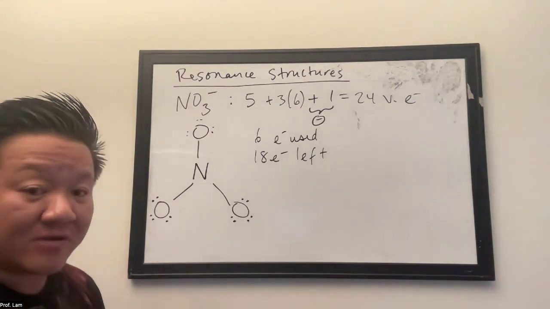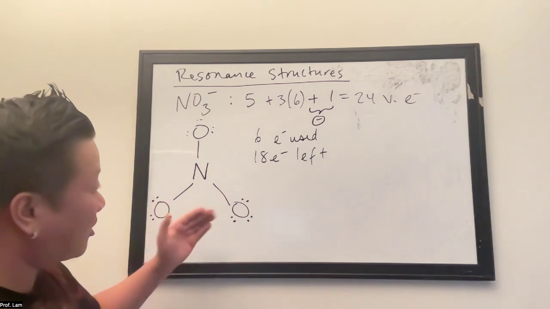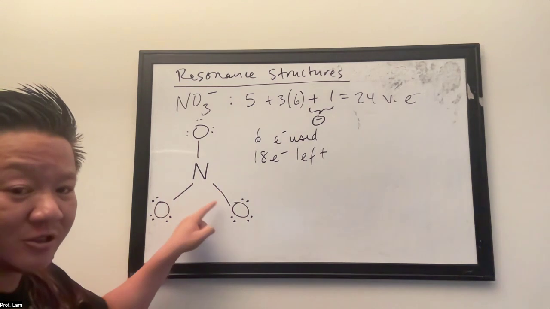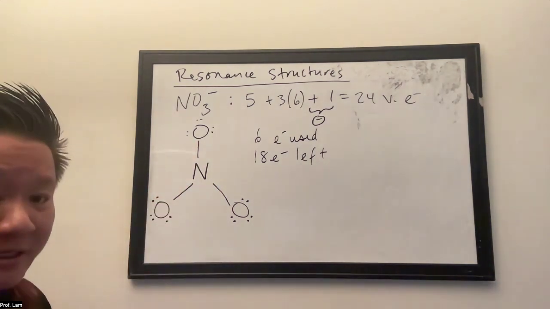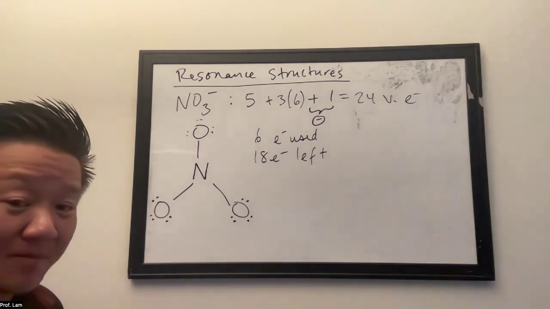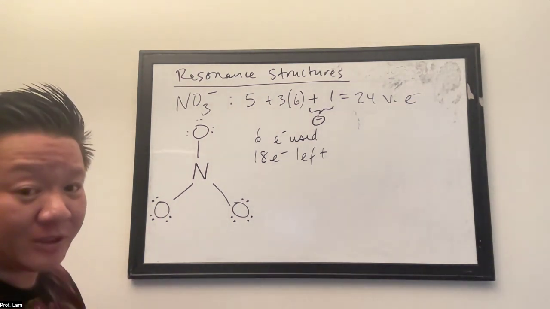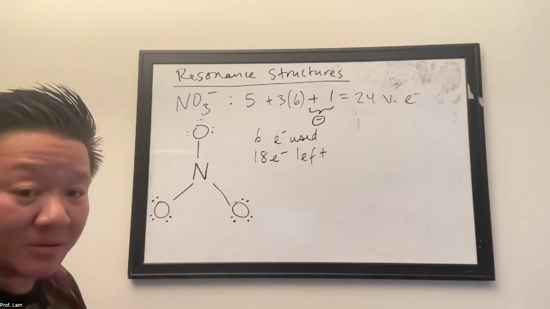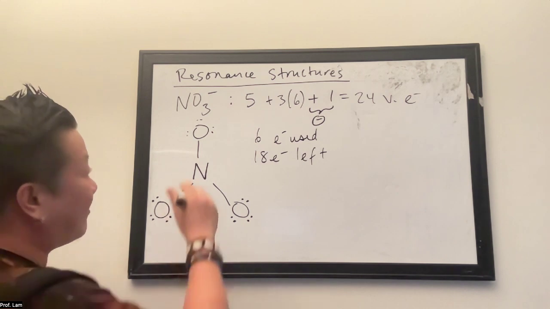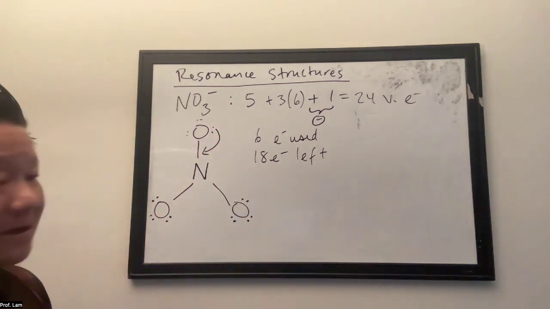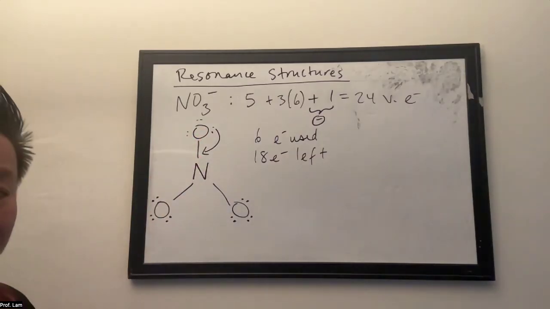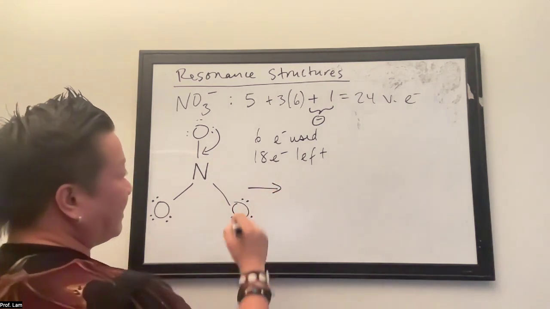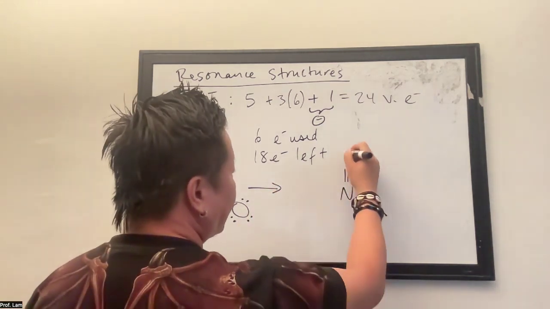Then I check to make sure that everybody is happy with the octet. The oxygens are obviously happy because we made them happy. But is the nitrogen happy? Well, let's see. We got 2, 4, 6 only. So the nitrogen is not happy. It needs an octet. So what do we do? Remember, we move electrons for a double bond in order to get an octet. So I'm going to take that pair of electrons and put it down to make a double bond. I'm going to show the result with an arrow. So I have now a double bond here.